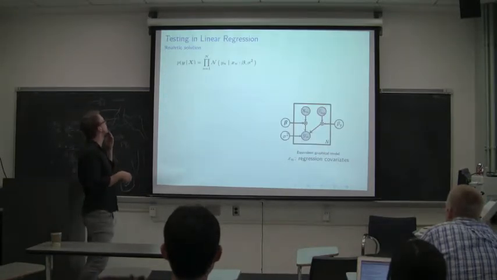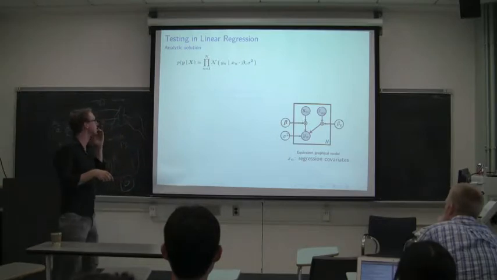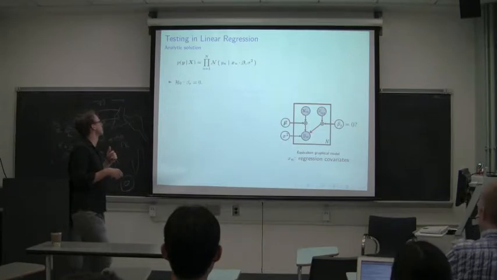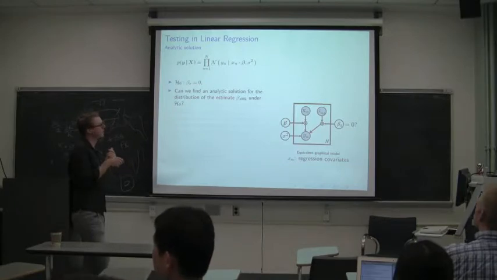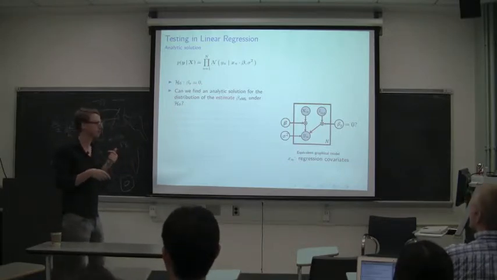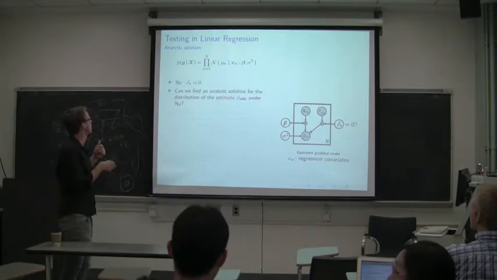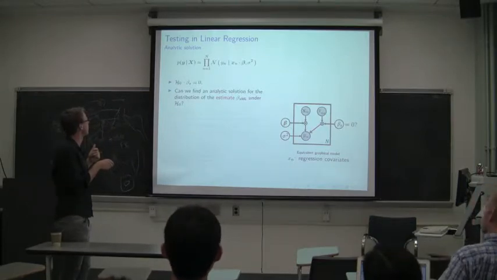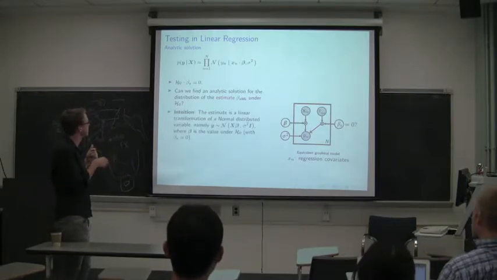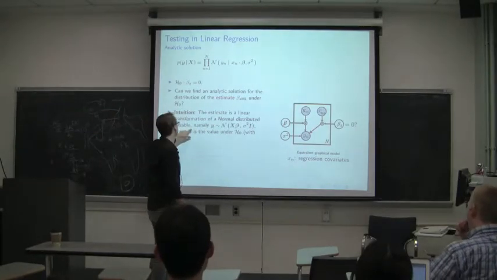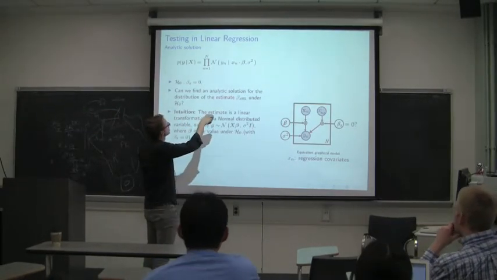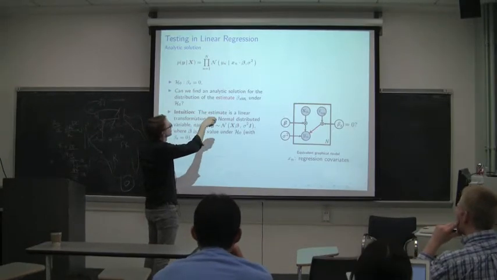Okay, but let's go back to the linear regression model. Let's try to find an analytic solution. We said that the null hypothesis is still that this is 0, and we have an estimate. Can we use the intuition that this estimate is a linear transformation of a normally distributed variable, namely y? The phenotype in this model is normally distributed. That's something that we wrote down.